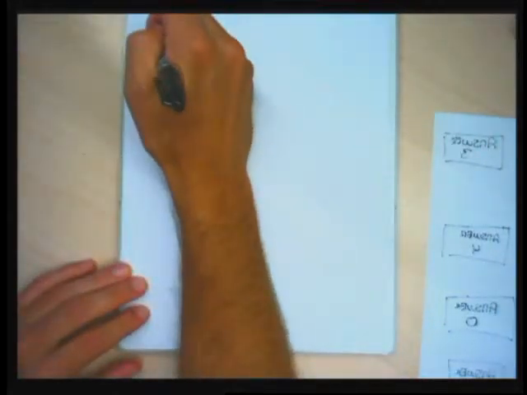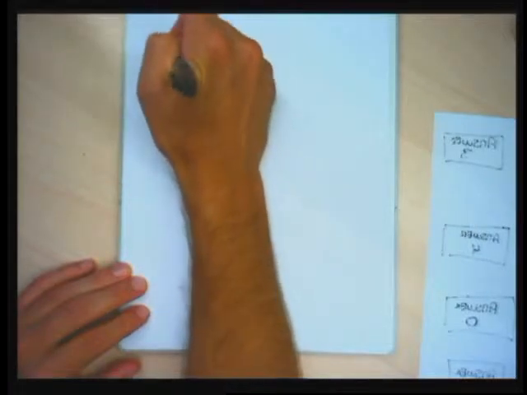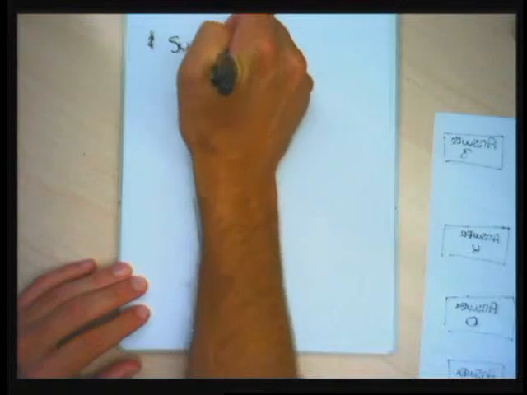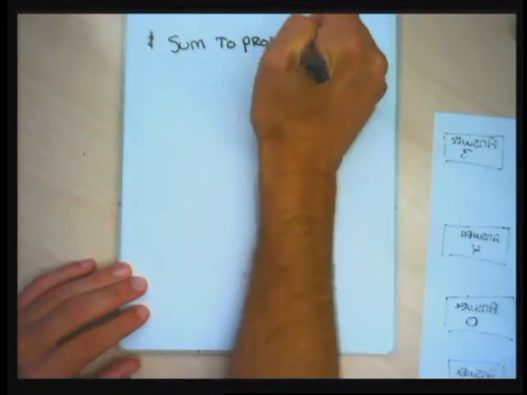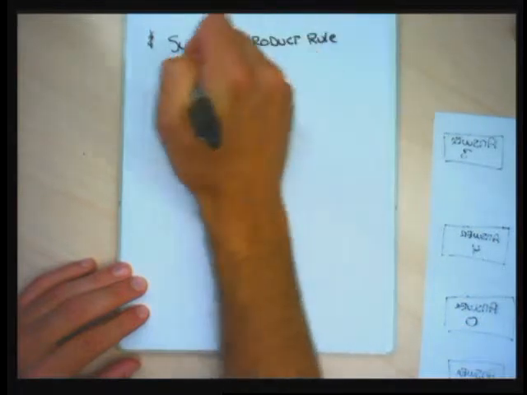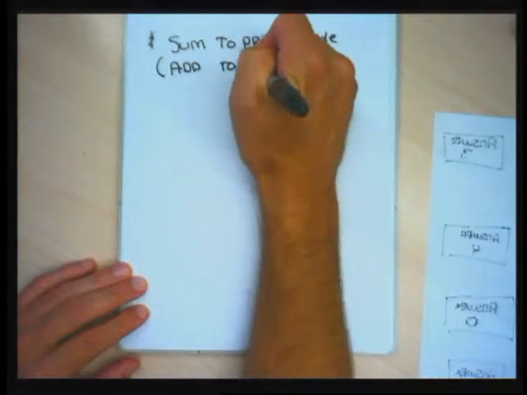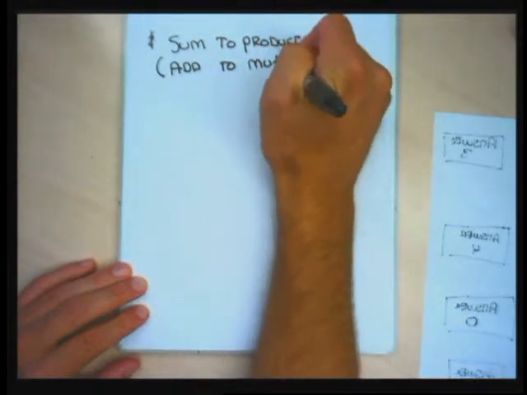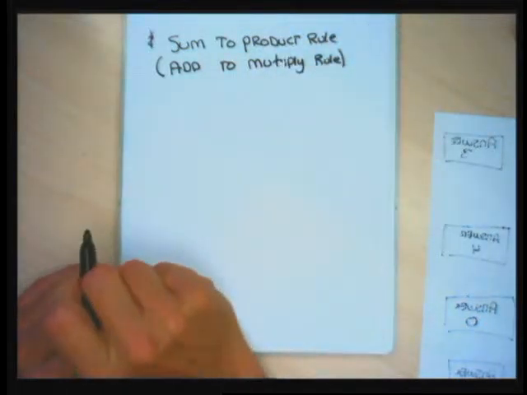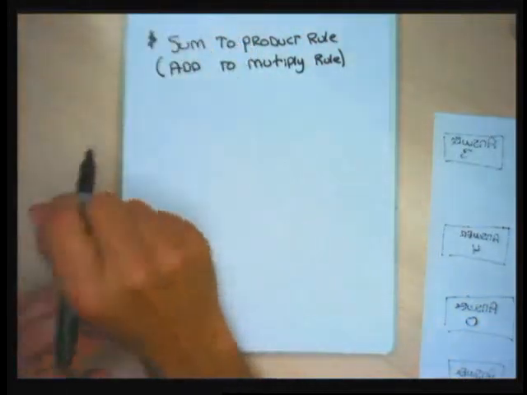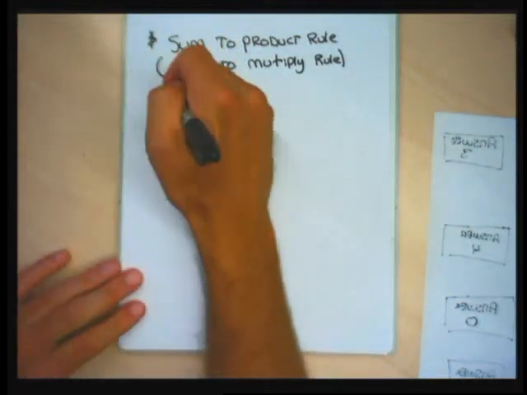I call it the sum to product rule. You might also call it the add to multiply rule, because adding and sum are kind of interchangeable words. Product and multiply are interchangeable words. I don't know that there's really a specific name for this, but this is just what I happen to call it. And the rule says, symbolically, it says this.